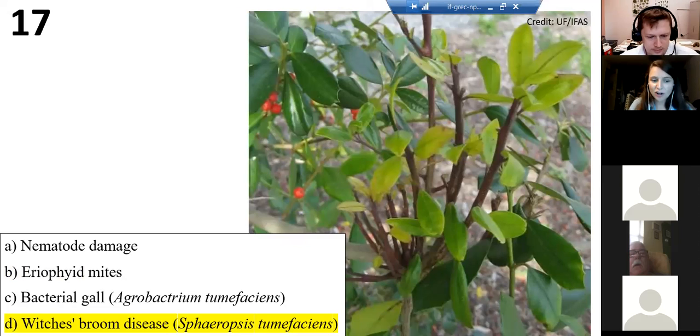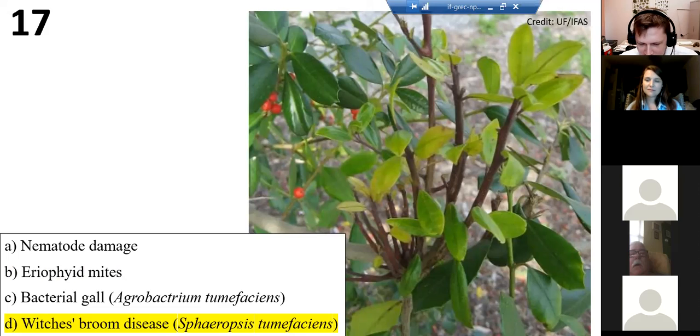Number 17, John, do you want to comment on this other one that we did, the witch's broom disease? Yeah, another example of witch's broom. We actually got 44% for the erythroid mites B, but then we got 25%. Witch's broom came in number 2. Okay. I guess let's see here. Nematode damage.